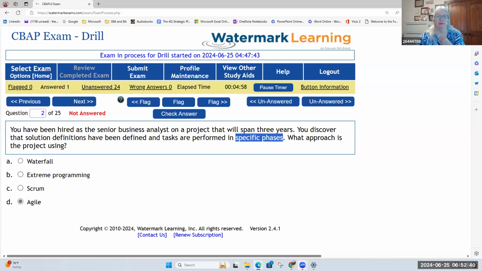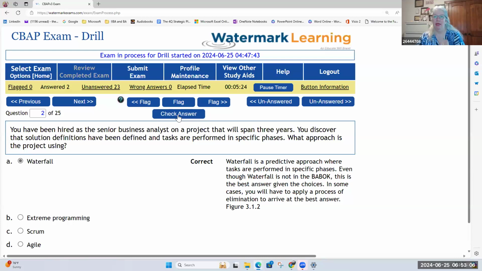Why do you think it's waterfall? It's waterfall because we're using stage gates, phases, and there is a long time instead of delivering within less than 4 weeks. So it should be waterfall. And the scope is already defined. Let's check this answer, since I see several people saying A, and that is correct.